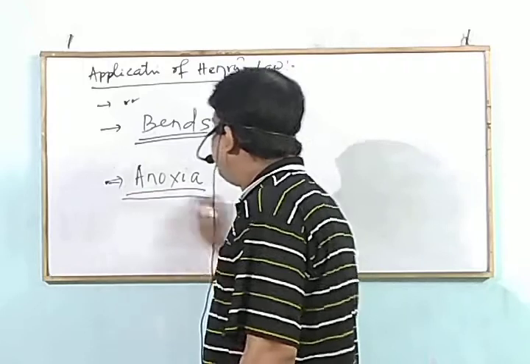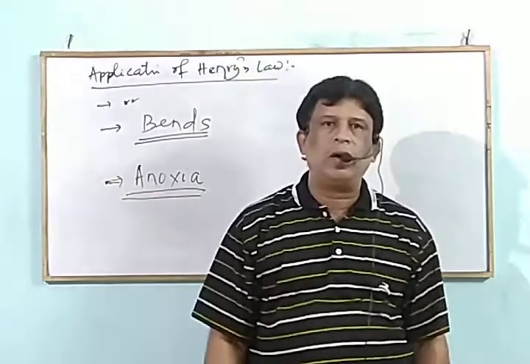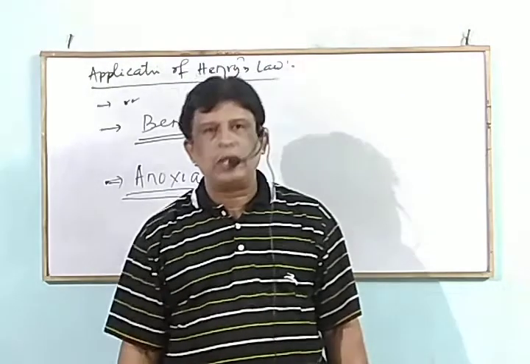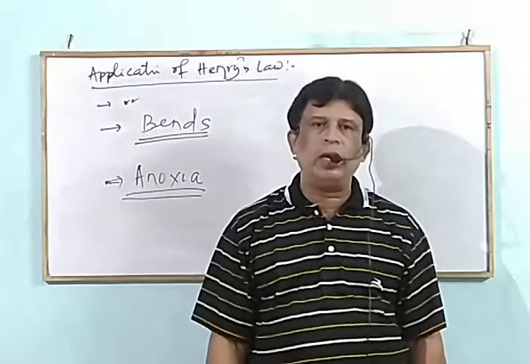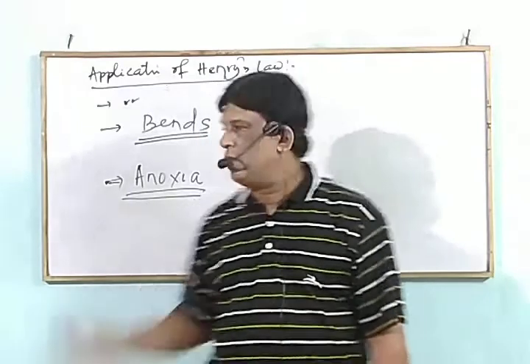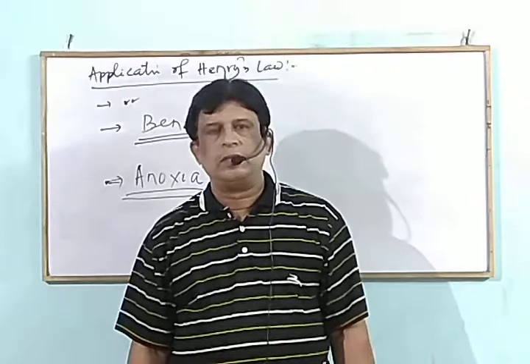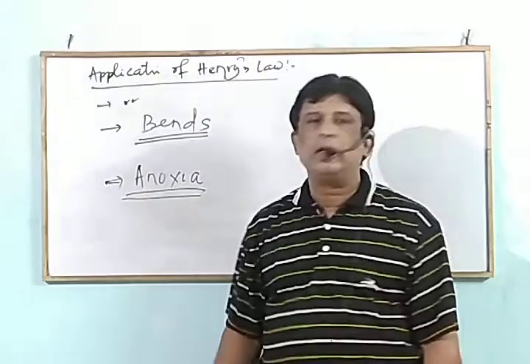I repeat again. For people living at a high altitude or hill climbers on the top of the hill, the partial pressure of oxygen is low, as a result of which they do not think properly and feel very weak. That is a type of disease known as anoxia. These are some applications of Henry law.